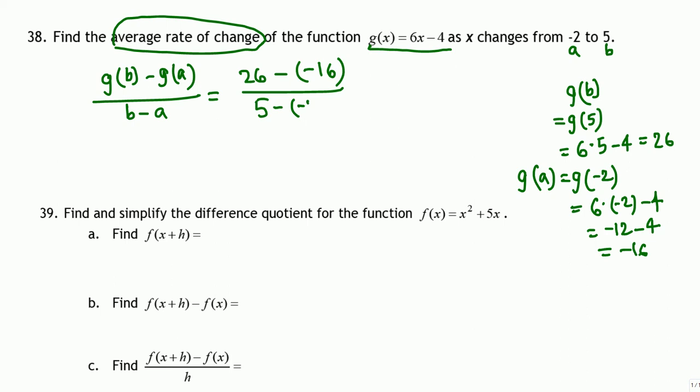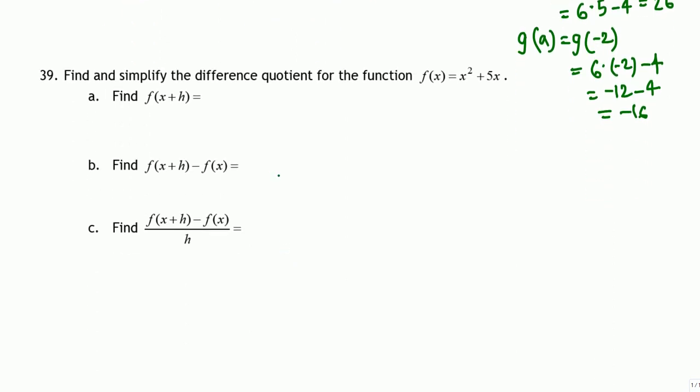5 minus -2, that's b minus a. 26 minus negative 16 becomes positive, 26 plus 16 is 42, over 5 plus 2, which is 7. Divide 42 by 7: 7 goes 6 times, so 6. So the average rate of change, in fact the slope of this curve as it moves from here to here, is 6.